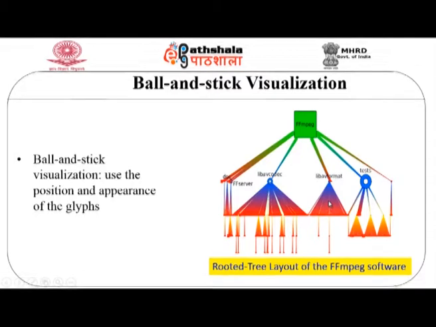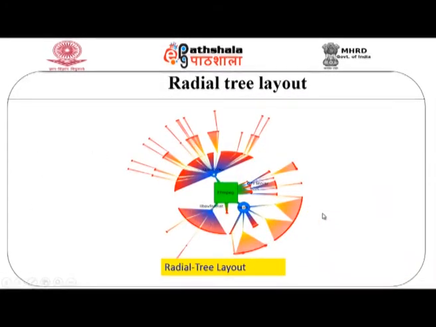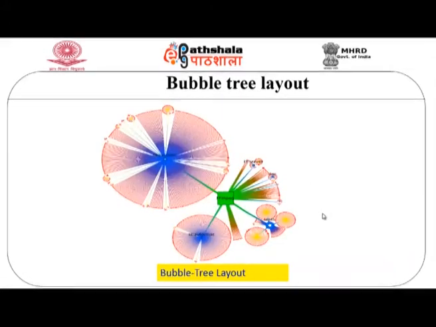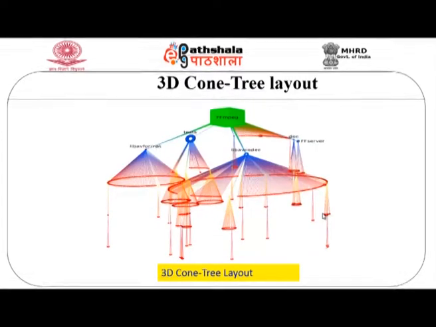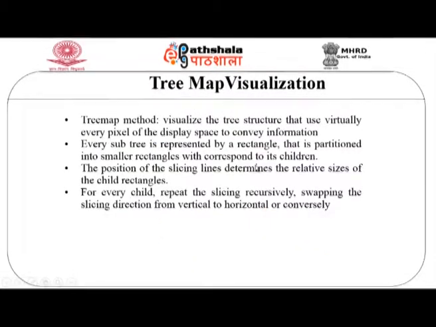This ball and stick visualization uses the position and appearance of glyphs to represent the nodes. So this is a tree layout of the FFmpeg software. This is a radial tree layout of this MPEG software. This is a ball and stick visualization. This is a radial tree layout. This is a bubble tree layout of the same MPEG software. This is a 3D cone tree layout of the same MPEG software. Here we can see the various layers represented as different cones with various radii.